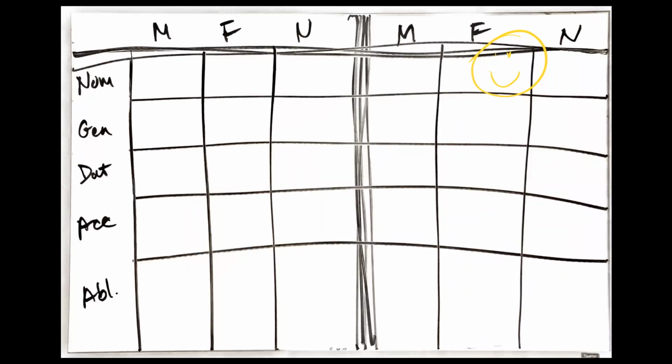First, if you want, create an empty declension chart. We're going to walk through the declension. You want 6 columns and 5 rows, and you're going to want to label them.